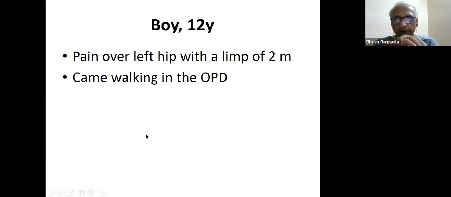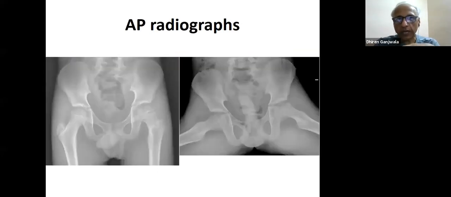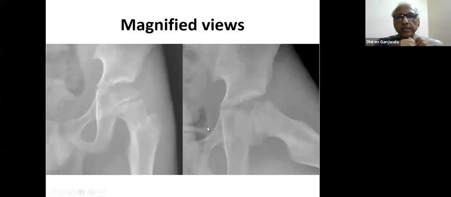This is slightly different. It's a boy, 12 years old, with pain over the left hip with a limp for the last 2 months. He came walking in the OPD. Now we are giving you the x-rays. These are the AP and frog-leg lateral views. Hitesh, can we go to the next slide which shows the magnified views? So these are the magnified views. Now the question is, what is the diagnosis?